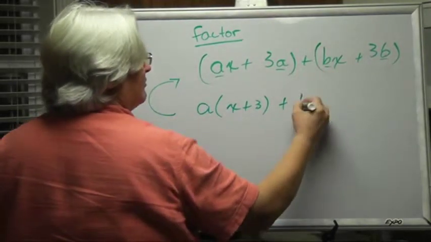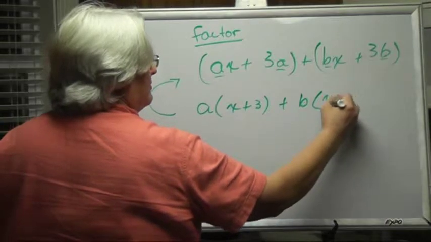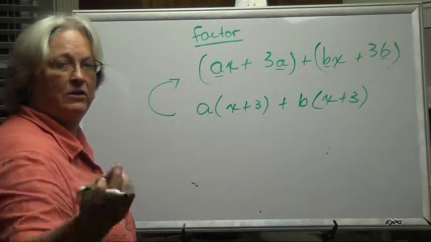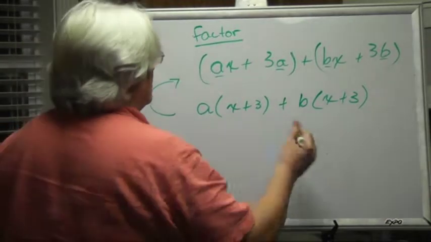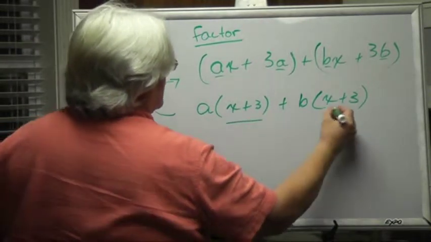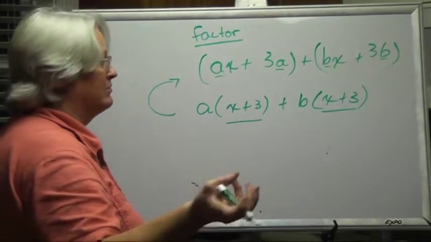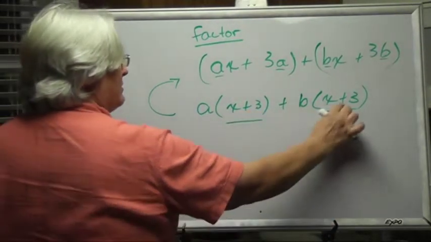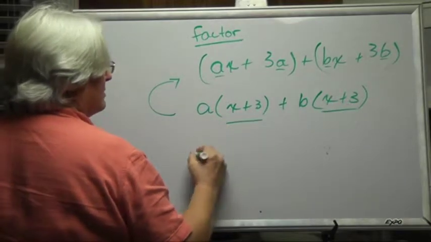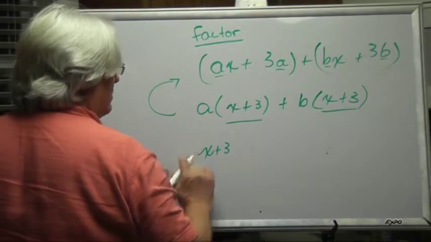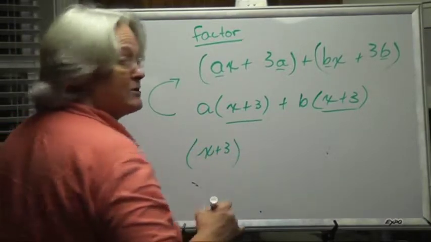We have this factor of b that we remove, and we have x plus 3. Aha! Now you see where you're going. We have a common factor that's enclosed in parentheses. So we want to remove or factor out this common factor of quantity x plus 3.